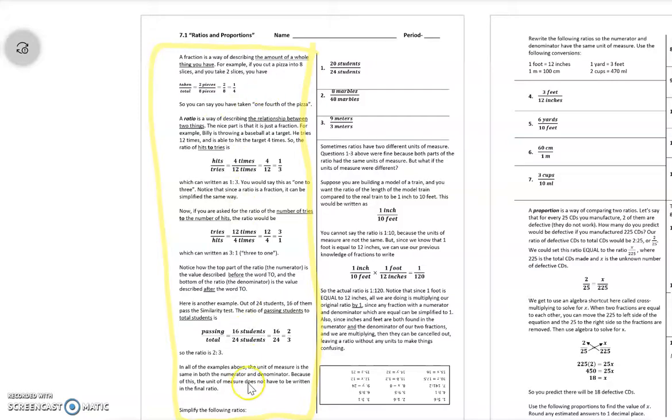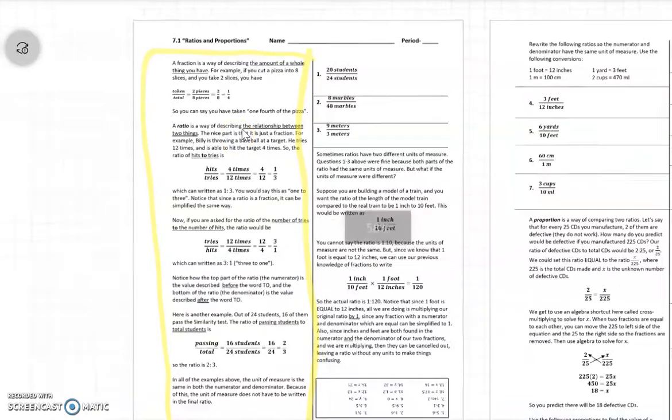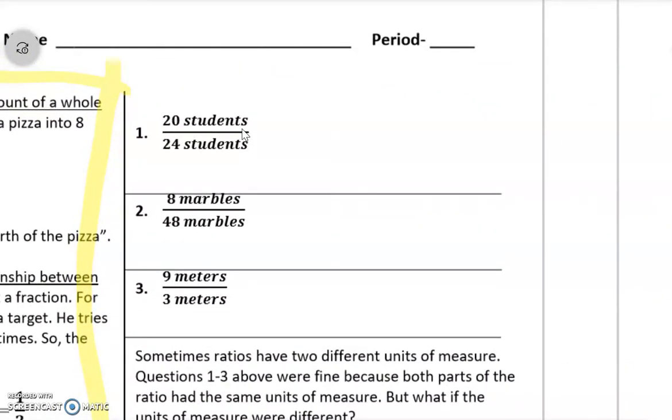This is talking about and going over examples on how to simplify these ratios. Let's look at the first one here, 20 students over 24 students. You can clearly see that because the units are the same, they can cancel out. So you can just cancel out students and then reduce the ratio, 20 over 24. Same thing with number 2 here. Same units. Cancel and reduce.